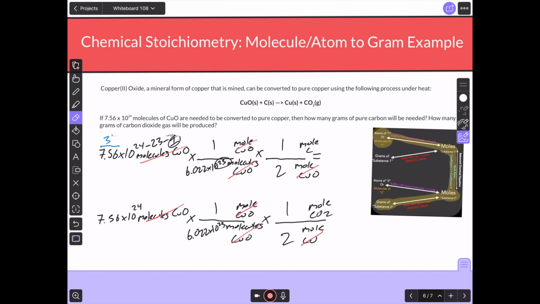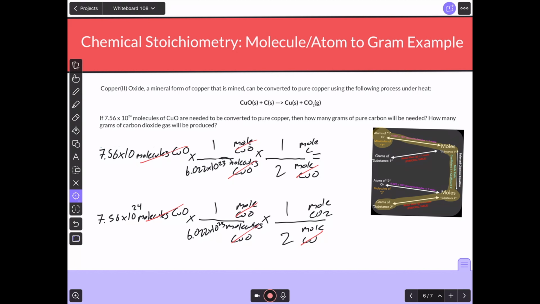I'm going to erase some of the parts that I don't need for this problem. Right? Let's rewrite this. Okay?